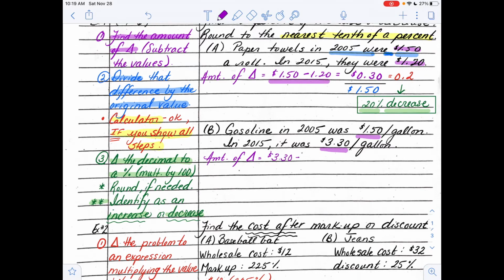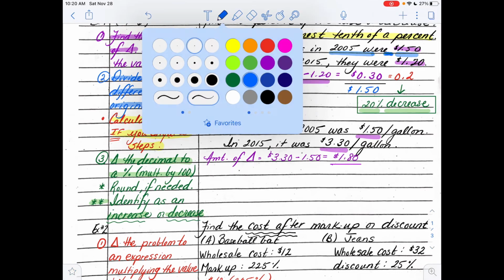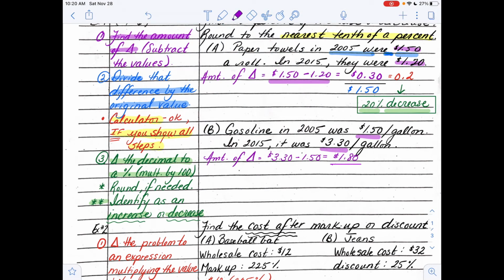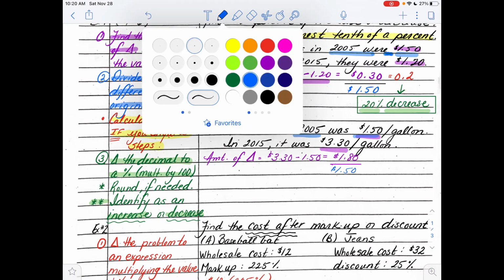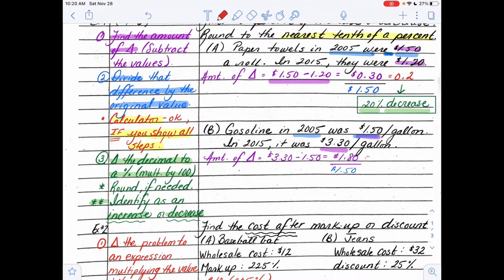And again, I always take the large and subtract the small. And when I do that, I get $1.80. Now we're going to take that and go on to step 2 because it says we're going to take that and divide that by what it started at, the original amount. Well, 2005 was the original for that $1.50. So let's go ahead and show that I'm going to divide it by $1.50. I've shown all my work. So now I can go ahead and use a calculator. And when I go ahead and put that in, I get 1.2.